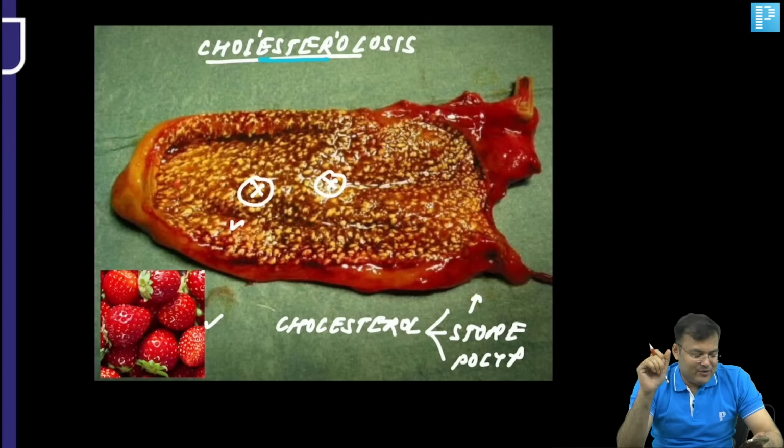Nobody. Very good. First person to reply correctly, Megha. Very good, Megha. Second person is Ravi Prakash Ray.